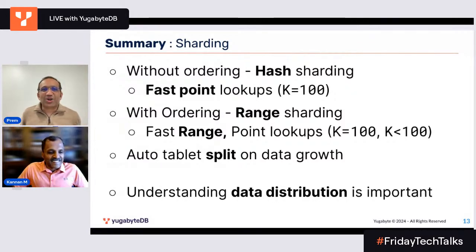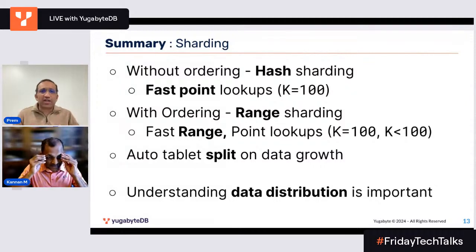To summarize, sorry about that glitch. Hash sharding has no ordering of the rows, but gives you good distribution. Range sharding is great for range lookups and for point lookups. It's very important that you understand how your data is distributed, because it's very important for modeling your data.